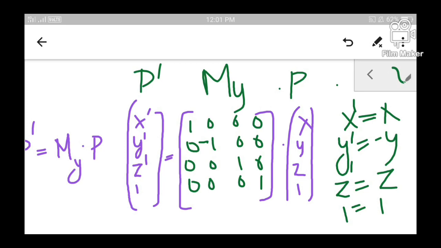So in this way, 3 different types of reflections in 3D can be achieved. Hope you have understood the concepts in 3D reflection. Maybe these concepts have been made easy for you.